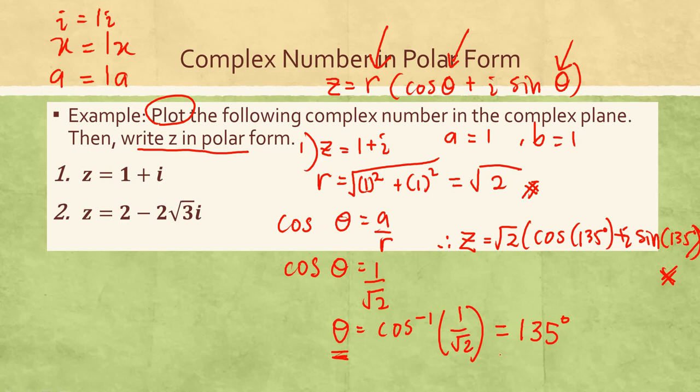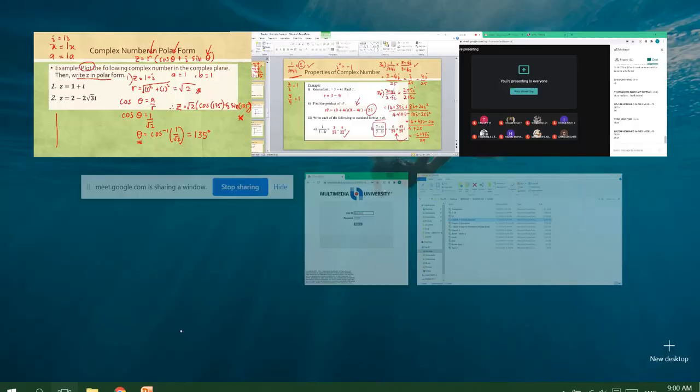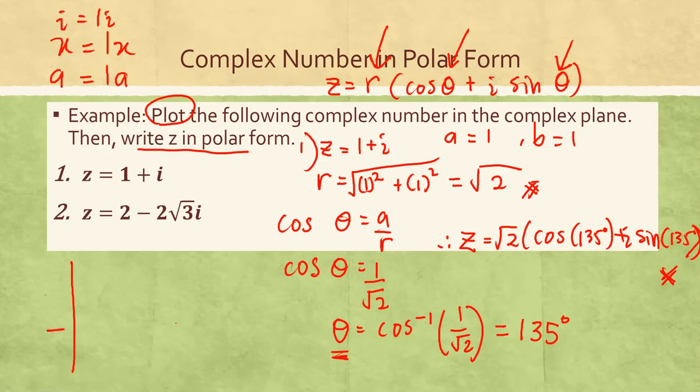Let's say you don't like cos, you want to use sine, also can. Use sine, you will get the angle. It's supposed to be the same angle. Remember when you plot, this is the imaginary axis, this is the real axis. So plotting is A positive, B positive, so it's here. So you will share the same angle. So 135, same angle.